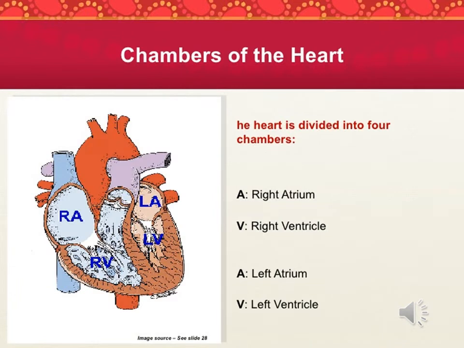Next is chambers of heart. As you know, the heart has 4 chambers, atrium and ventricle. So it has 4 chambers. It is divided into 2 main categories, right and left. So right atrium, right ventricle and left atrium, left ventricle.